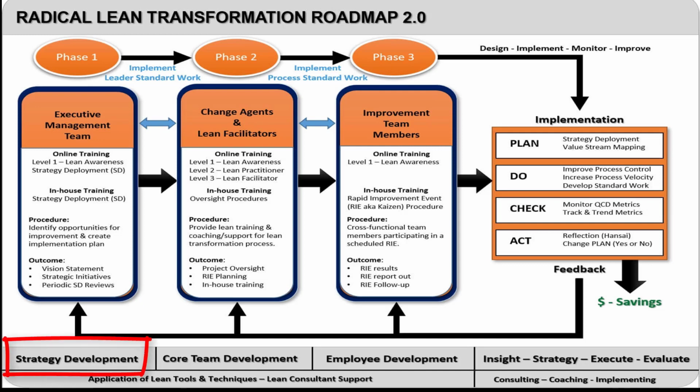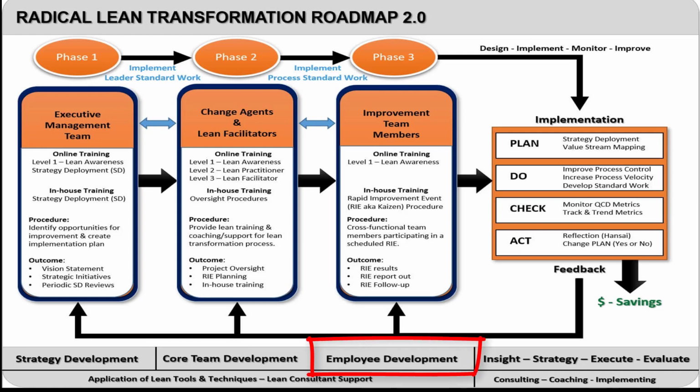Now go to the bottom of this slide. You can see that phase 1 is all about strategy development. Phase 2 is about core team development to make sure you've got internal capability, because you don't want to be relying on consultants or outside people all the time. It's expensive and it's not cost effective over the long term. You just want to bring outside people in for the short period of time to get everybody trained up and then build that internal capability and have that core team development take place.